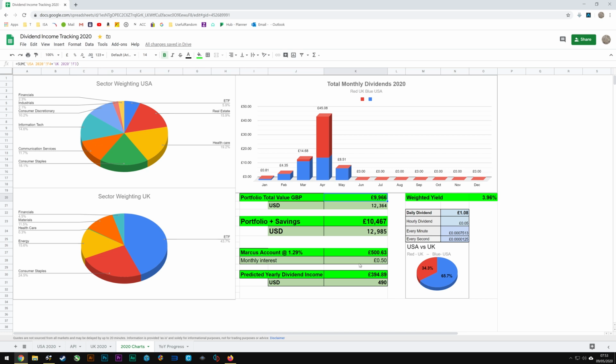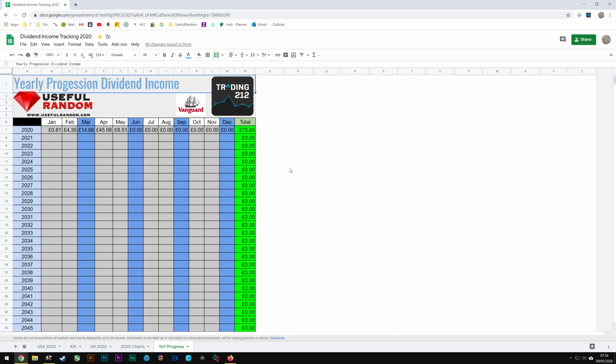I've also got my total portfolio value and dividend income along with a separate cash savings account I have with Marcus. All this is displayed here as well. We've then got my weighted yield of the portfolio shown here, along with the total predicted yearly dividend income total, in both pounds and dollars. And just for fun, I have added the daily, hourly, minute and second dividend income. Thanks Gen X for the idea on that one. Be interesting to watch that one grow though.